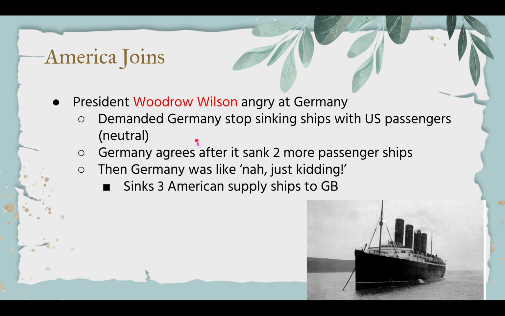President Woodrow Wilson was very angry at Germany. He demanded Germany stop sinking ships with U.S. passengers since the U.S. was neutral, although they really weren't because they were sending supplies to the Allies. But anyway, Germany agrees after it sank 2 more passenger ships. Then Germany was like, nah, just kidding. I'm going to go sink some more ships, and ends up sinking 3 American supply ships on their way to Great Britain.